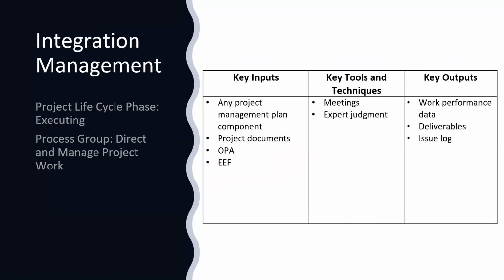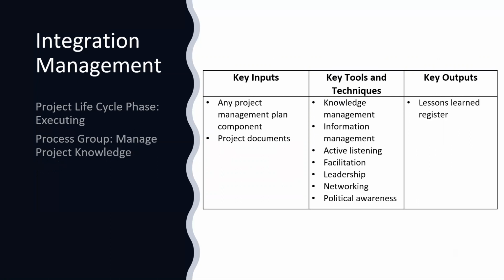The third is you moved into the executing part of a project, which is direct and manage project work. Key inputs, key tools and techniques, and key outputs. Similarly, in the same executing phase, manage project knowledge. That's another process group which is important. These are the key inputs, key tools and techniques, and key outputs. Pause here, go ahead and start reviewing those.